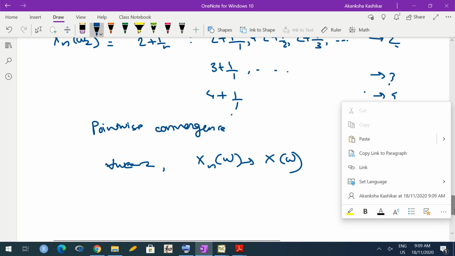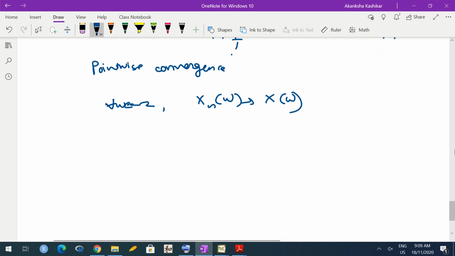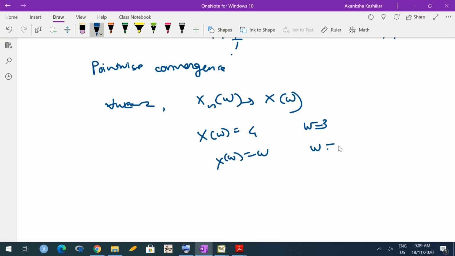So even if you change one x of omega, it won't work. So in this die example, if you define x of omega equal to 4 when omega is equal to 3, and everything else you keep the same, meaning for every other omega you define x of omega as omega, still it won't work, because for this particular omega it is not working, we will have to say that the sequence doesn't converge. And as I said, we are talking about convergence of every row. So for every omega I have a real sequence. So we can extend that definition. What is the definition of convergence of a real sequence?